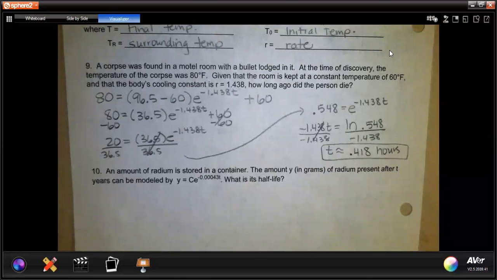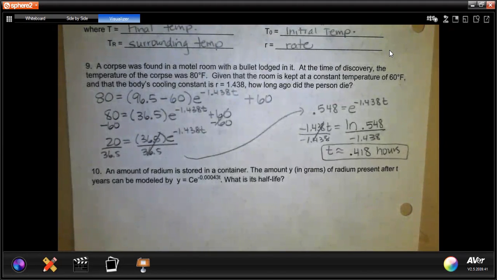All right, we're going to look at one more question that's a little bit challenging. It says an amount of radium is stored in a container. The amount Y in grams of radium present after T years can be modeled by Y equals C times e raised to the negative 0.00043T. What is its half-life? We had defined its half-life as the time it takes in order to get to half of its initial amount.